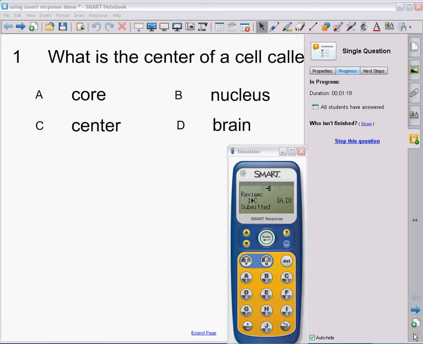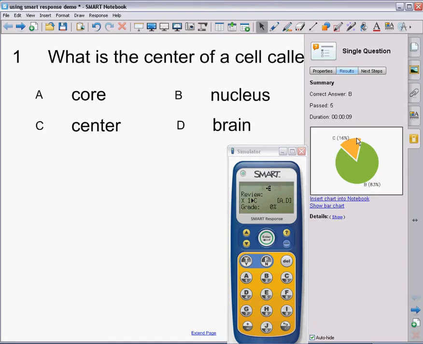Okay, now that we have all students that have answered the questions, you've actually given this quiz. You want to stop the question so you can see some results. So stop the question, and immediately you're going to get some feedback. You're going to get a pie chart that shows you what percentage of your students got the correct answer, what percent missed it, what answers that they gave.